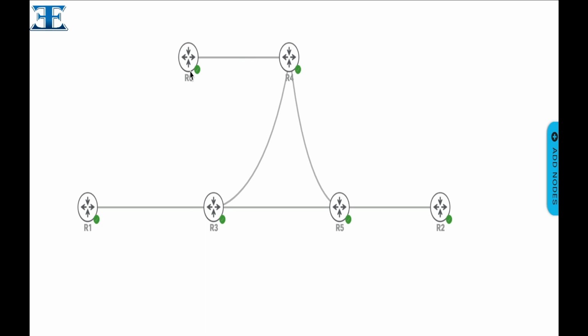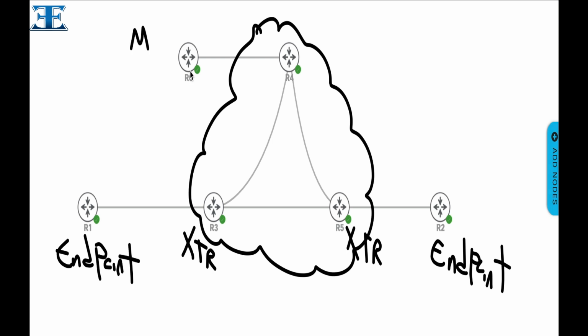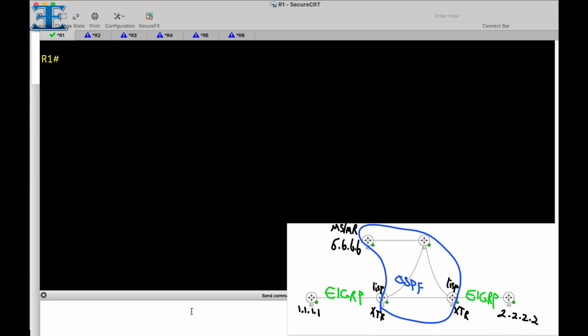The first step is to settle the underlying network, so I used OSPF protocol in the scenario. In our topology, R3 and R5 are XTR, and R6 is map server and map resolver. Let's jump to our underlay configuration.